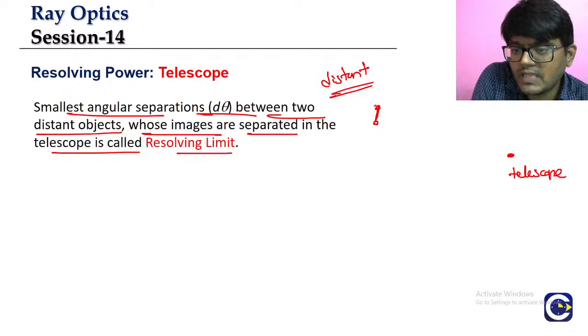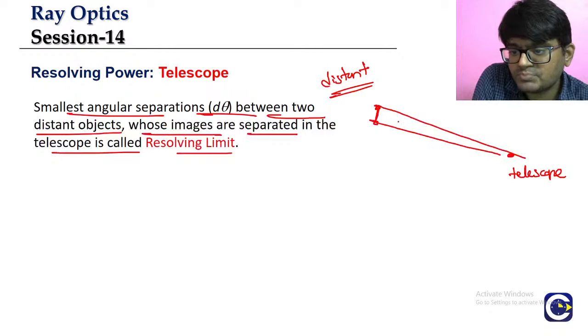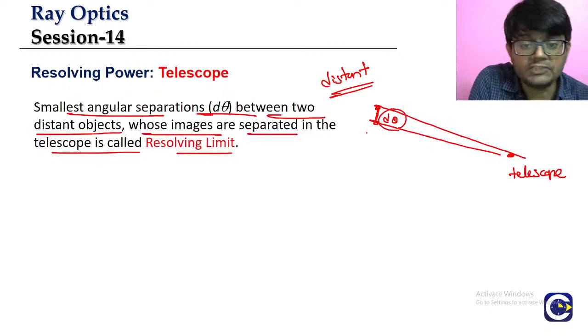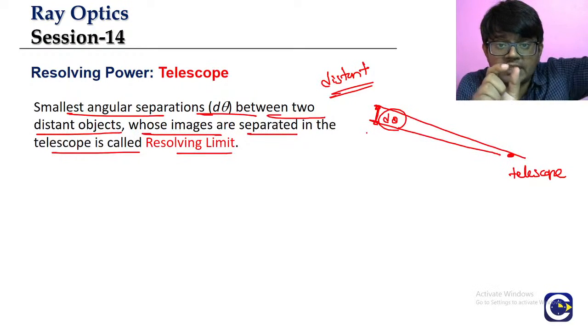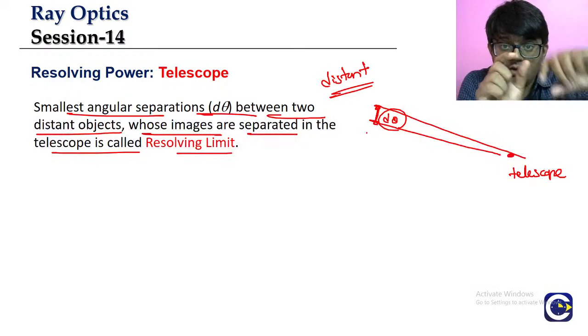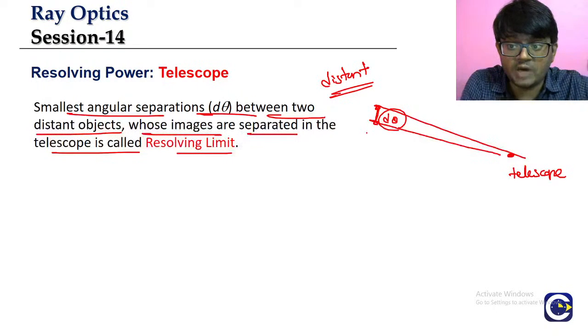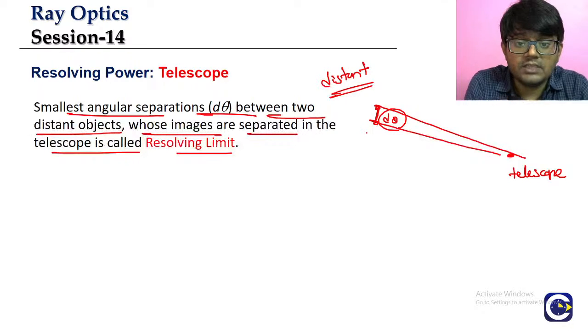The angular separation between them, right? This is d theta, the small angular separation. What is the smallest angular separation? The objects are very distant, they are very far away. What is the smallest angular separation between the objects which can form distinct images in the telescope? That is what we call the resolving limit.